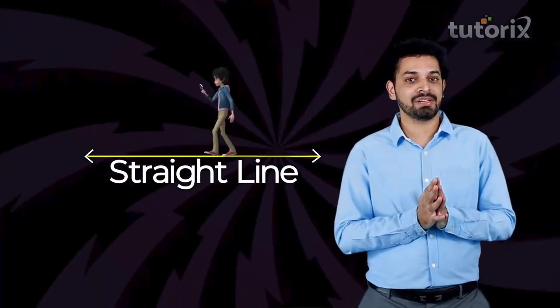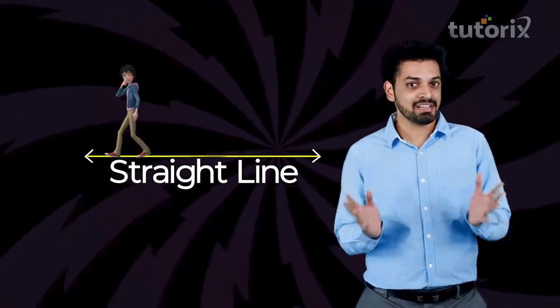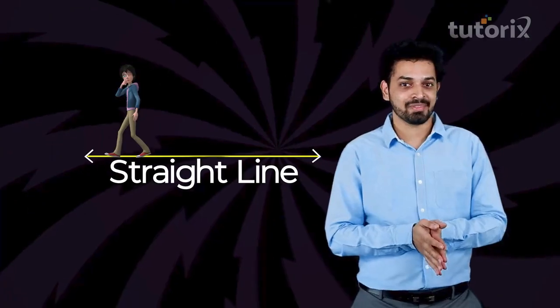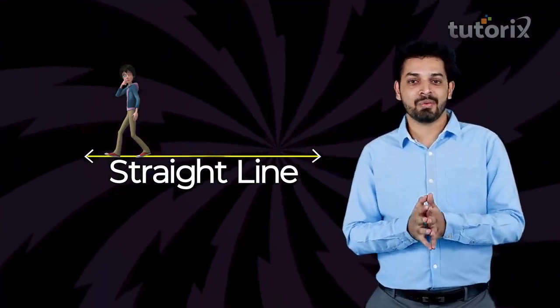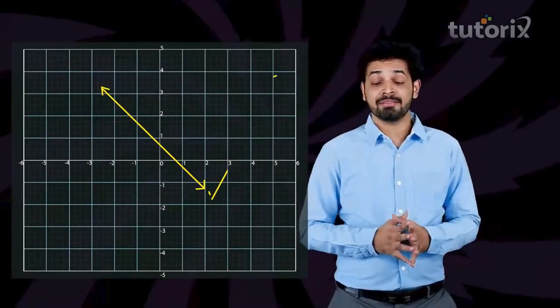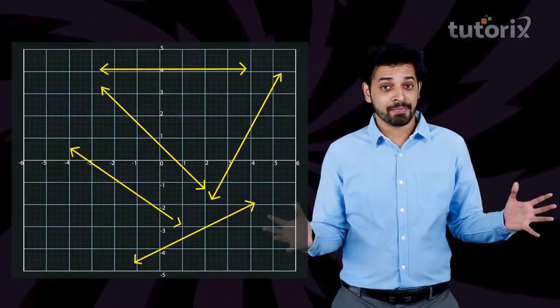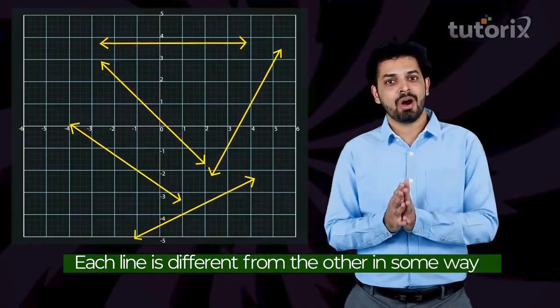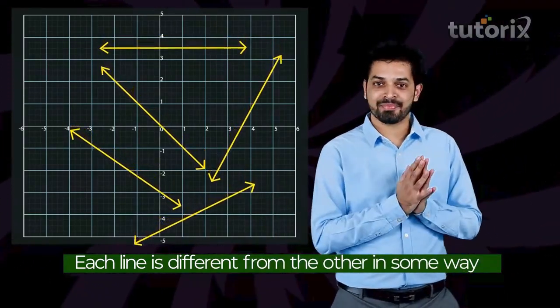Now our main focus will be to represent this straight line algebraically, for which the concept of slope is the most essential. So in this video, let us learn about what a slope of a line is. Now we know that we can draw multiple lines in the coordinate plane and each one of them is different from the other in some way. So how do you differentiate one line from the other?